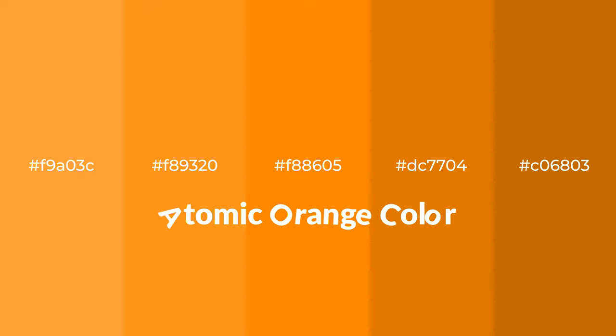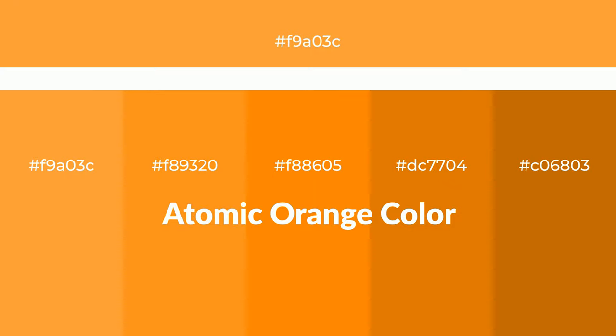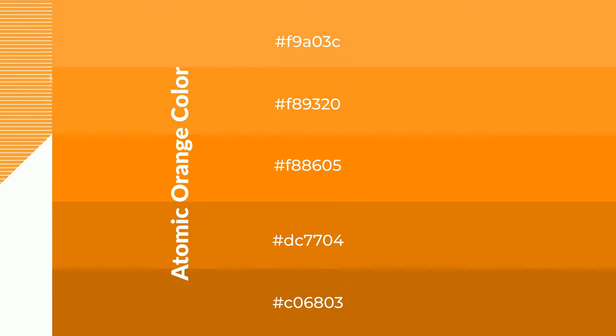Warm shades of atomic orange color with orange hue for your next project. To generate tints of a color, we add white to the color, and tints create light and exquisite emotions. To generate shades of a color, we add black to the color, and it is used in patterns, 3D effects, layers. Shades create depth and drama.